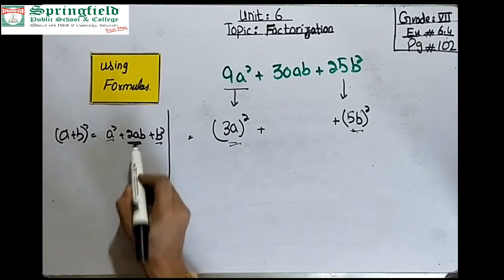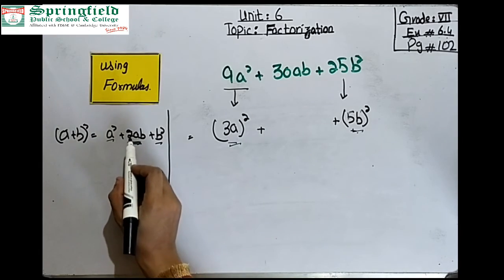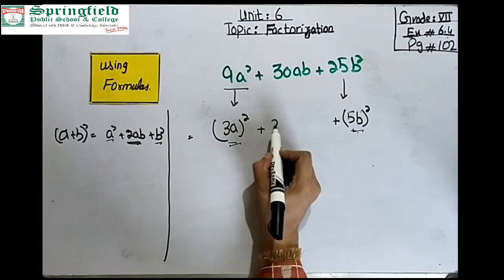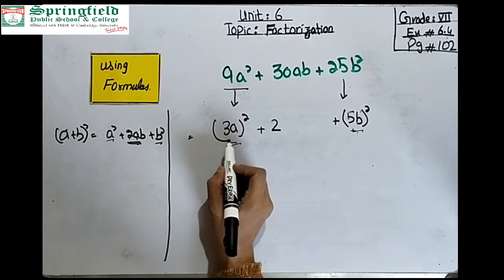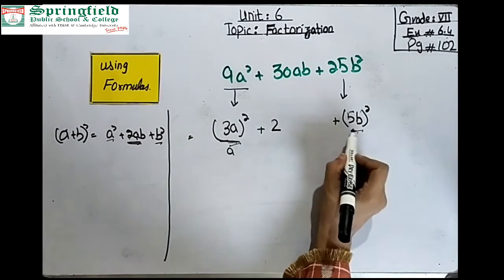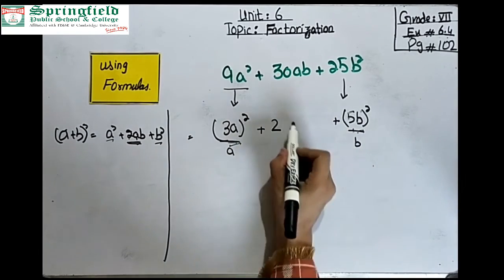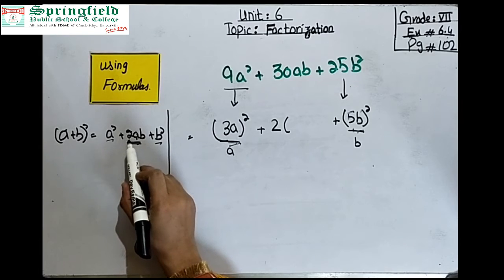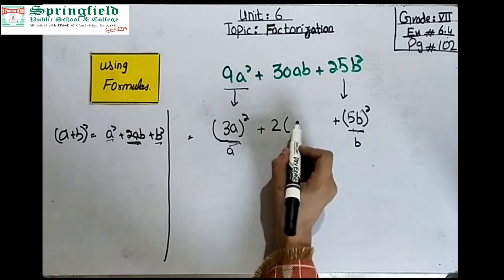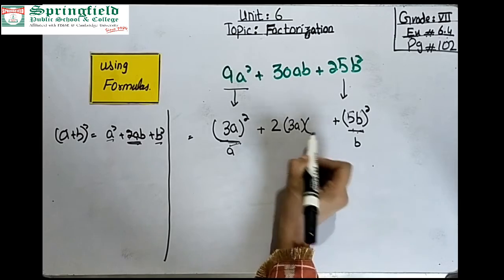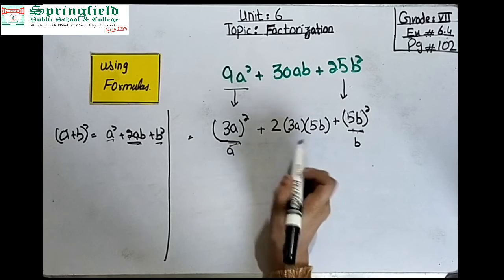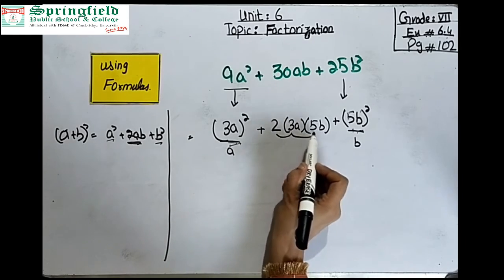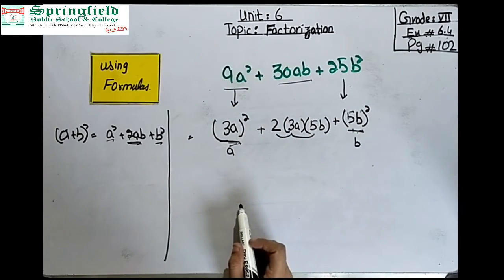And now find out the middle term. The 2 is fixed in this formula, so we will write 2 and then put the values of a and b. This is the value of a and this is the value of b, because the middle term is 2ab. a is 3a and b is 5b. So multiply all these terms: 2 threes are 6, 6 fives are 30. So 30ab will be obtained. Fine.